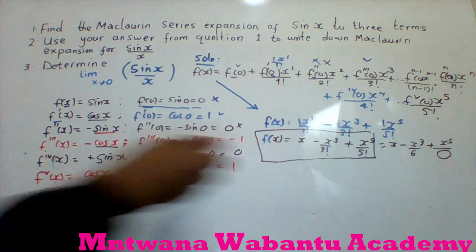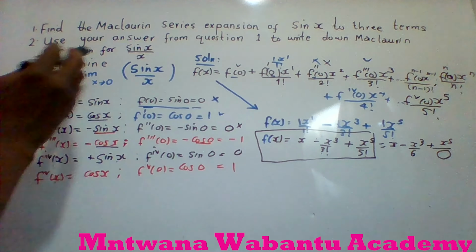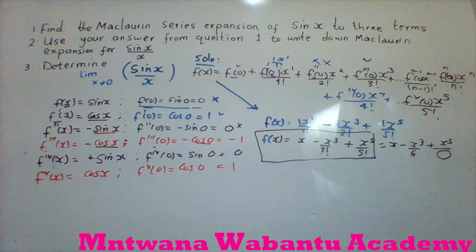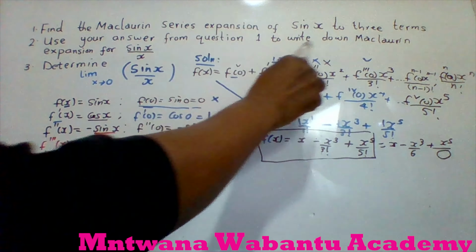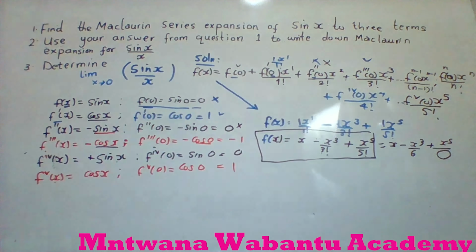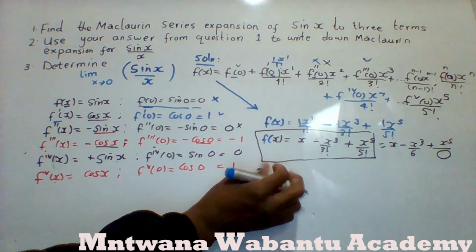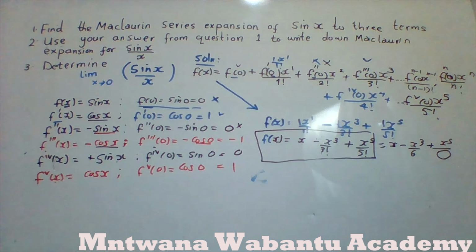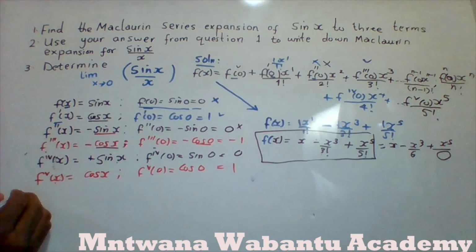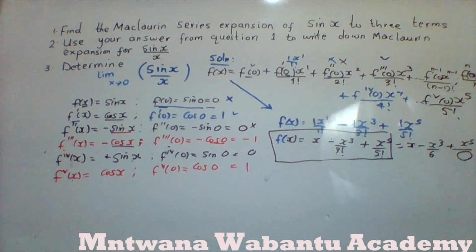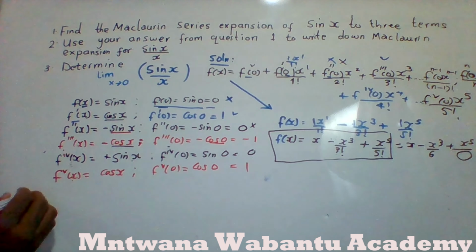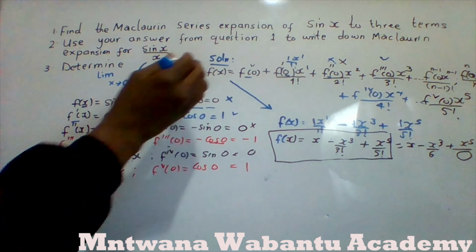For the second part here, they say find sin x over x, but you have to use Maclaurin series. Write down the Maclaurin series and find sin x over x. So sin of x we got, which we have expanded by using Maclaurin series. So if you want to get number 2, let's do number 2 here. This is number 1, solution number 1.